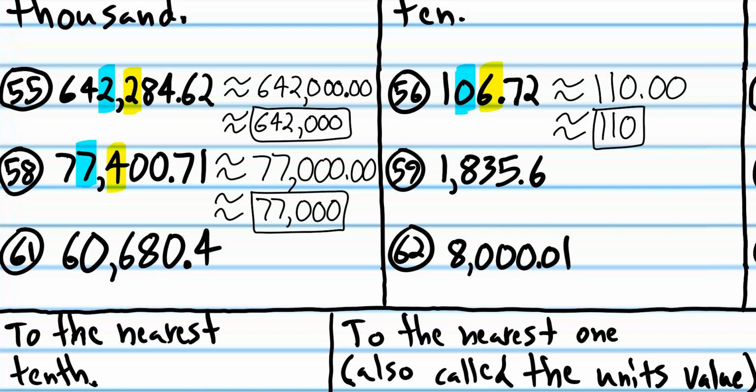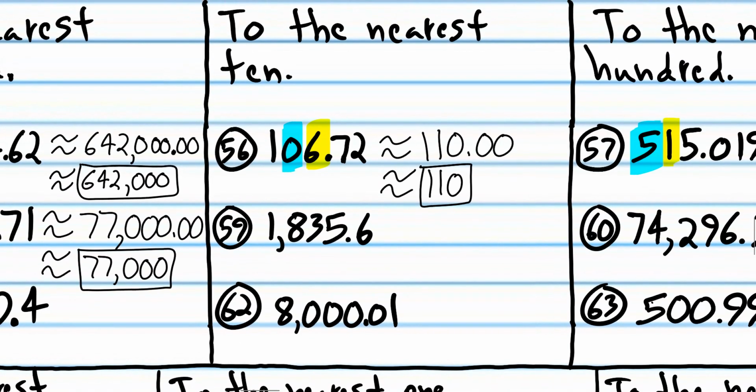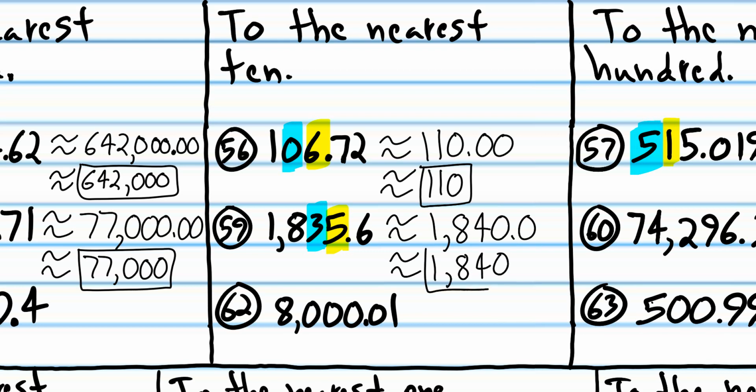Why don't you try number 59, and when you're done, we'll do it together. All right, we're back. We're going to round to the nearest 10. This is the tens place. The 5 tells us to round up. That means the blue number goes up 1. And the yellow number and all numbers to the right of the yellow number go to 0. But again, we can just leave off the 0 to the right of the decimal because it's not only to the right of the decimal, but it's an ending 0. So if you got 1,840, good job.